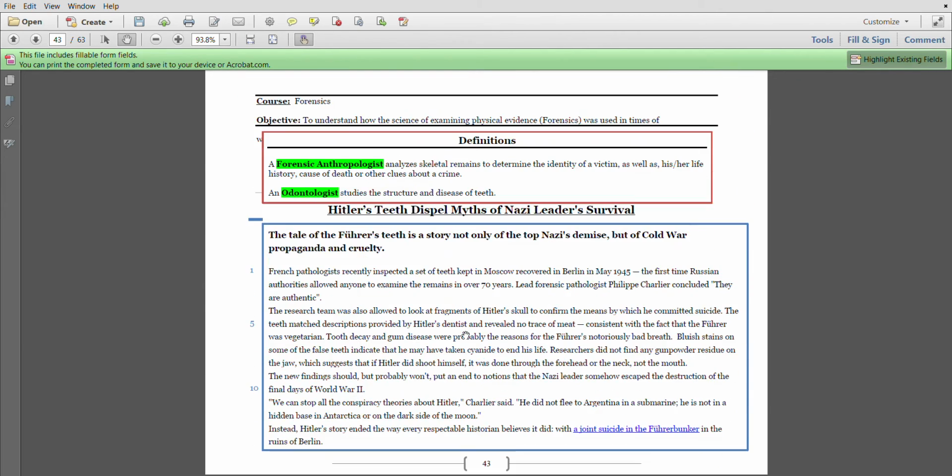Page 43, forensics. Objective: to understand how the science of examining physical evidence, forensics, was used in times of war. Definitions. A forensic anthropologist analyzes skeletal remains to determine the identity of a victim, as well as his or her life history, cause of death, or other clues about a crime. An odontologist studies the structure and disease of teeth.